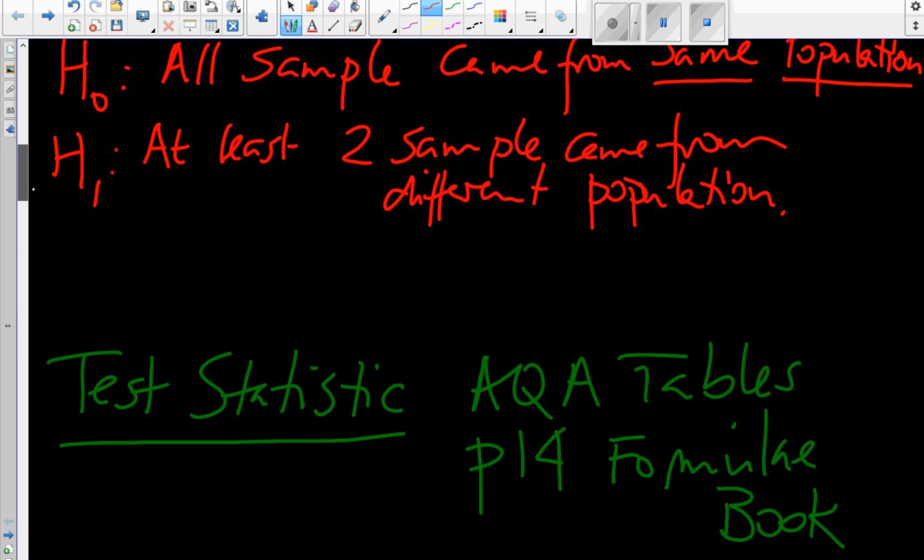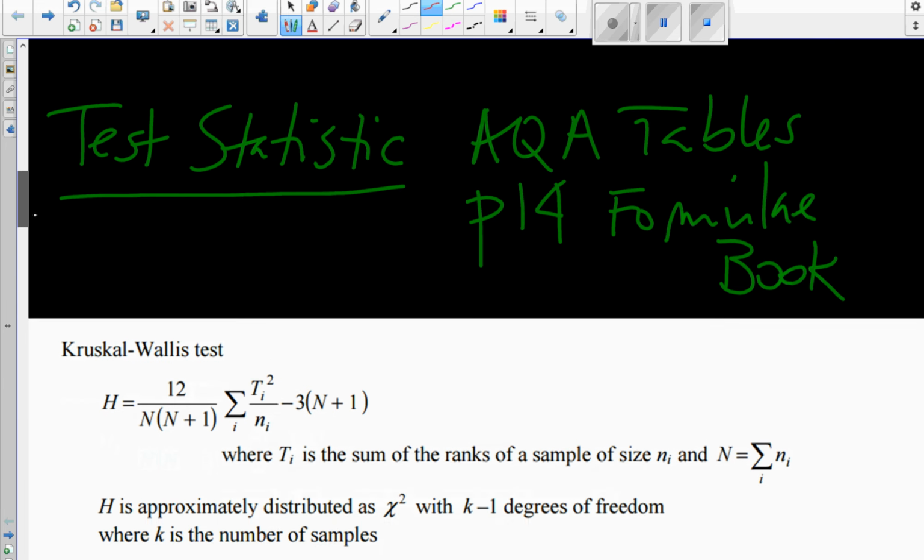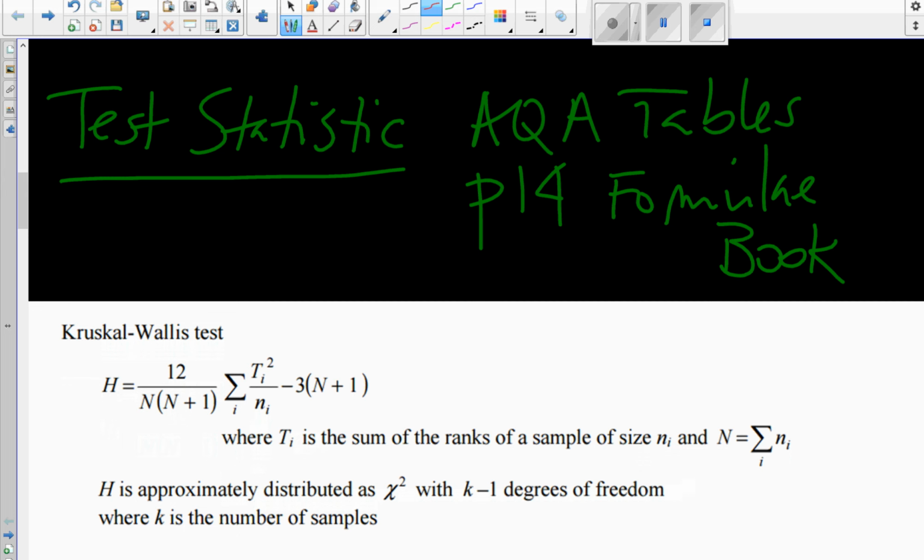Okay, let's have a look at our test statistic. Now in test statistic, all the information on Kruskal-Wallis is in the tables. So here's the reference. You can go to the AQA tables booklet formula, and we're looking at page 14, and it sets out the method for us. Firstly, it sets out what our test statistic is going to be, H, and there's this long formula for it, but we can break it down into the inner part of it doing this summation, and then we're going to multiply around it at the end.